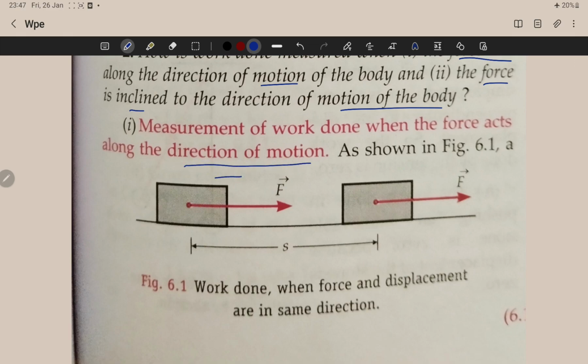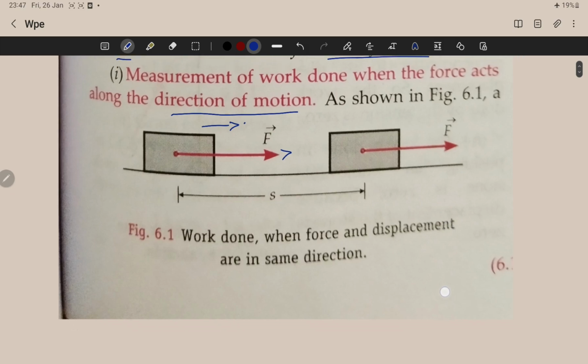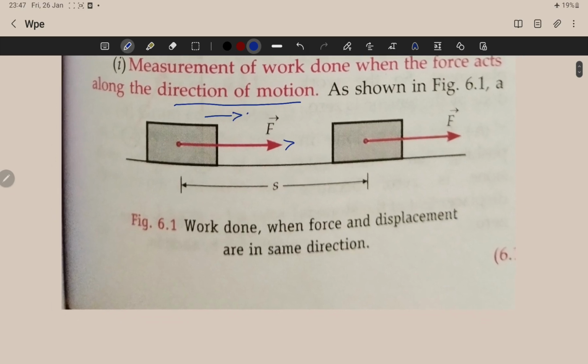So this is the direction of the motion in the positive x direction, and the force is also acting in the same direction. So what happened? How do we calculate this work done? We calculate it directly. Our formula is F cos theta times d. Here they take displacement as S.